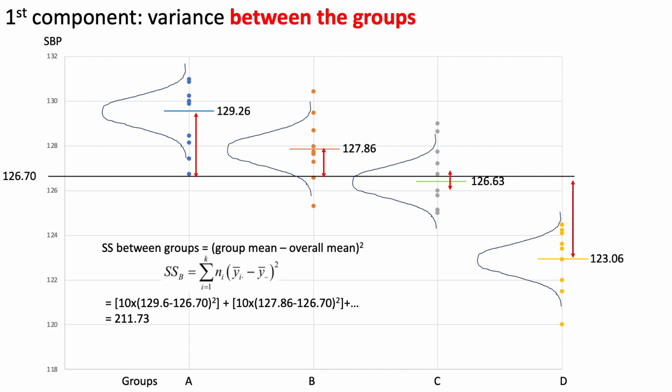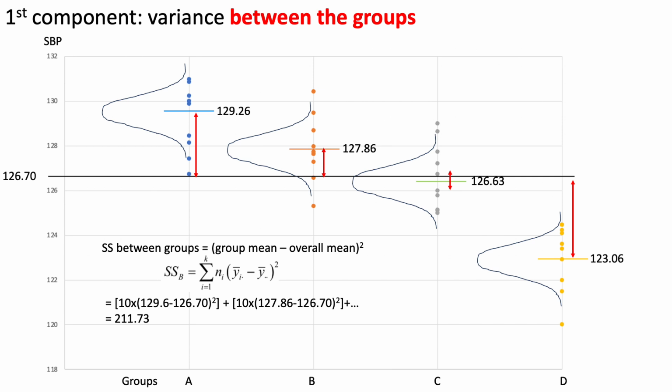And when I do the calculation, I get a sum of squares, where SS stands for sum of squares, which is the variance between the groups, how far each group's mean is from the overall mean.